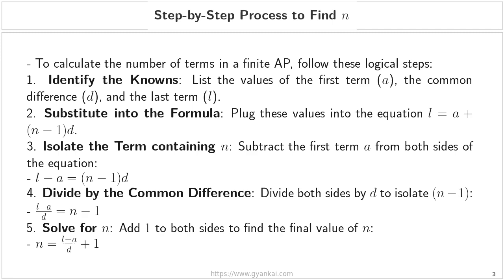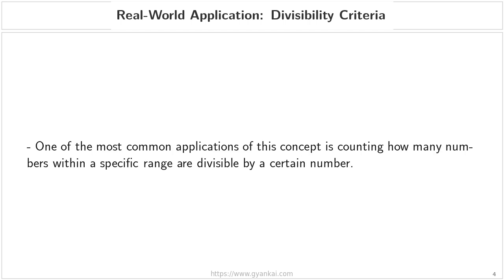Keep this formula in mind, because in the next slide, I'm going to show you how we can apply this exact step-by-step method to solve a real-world problem involving divisibility. Real-world application, divisibility criteria. Now that we have mastered the formula and the step-by-step algebraic process, let's see how this actually works in a practical, real-world scenario.